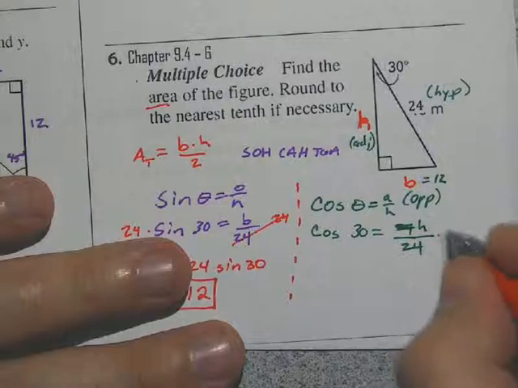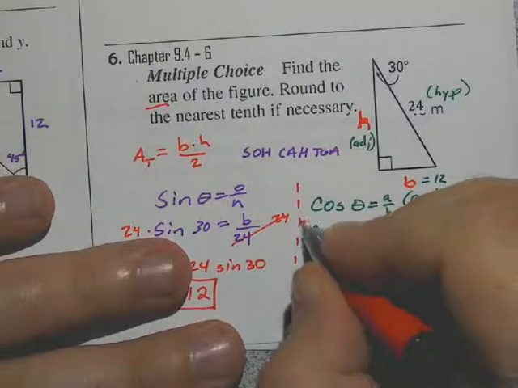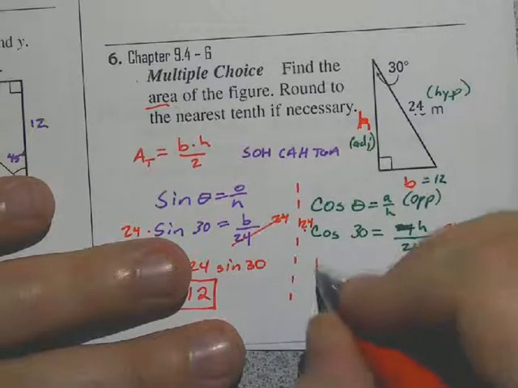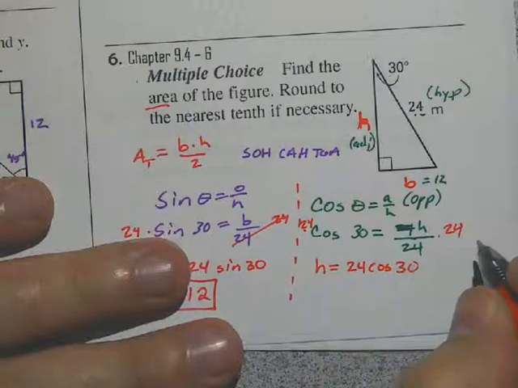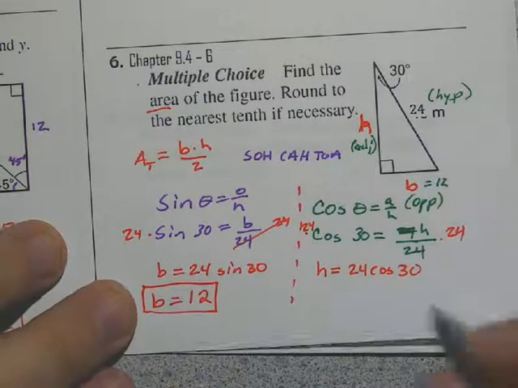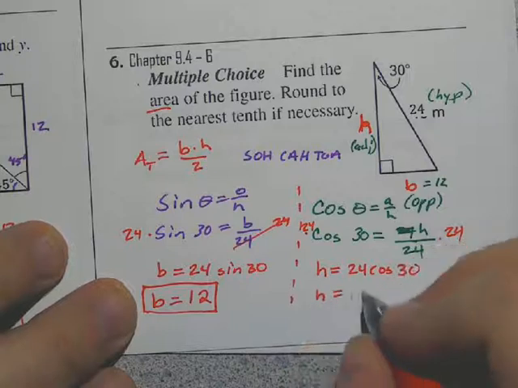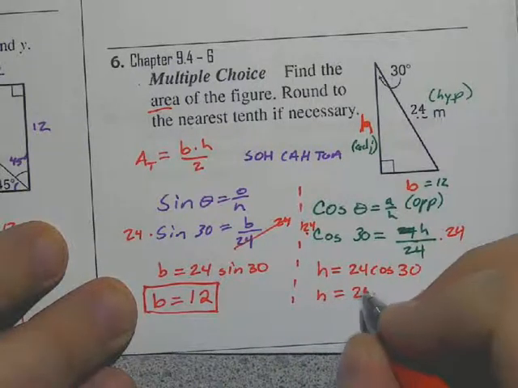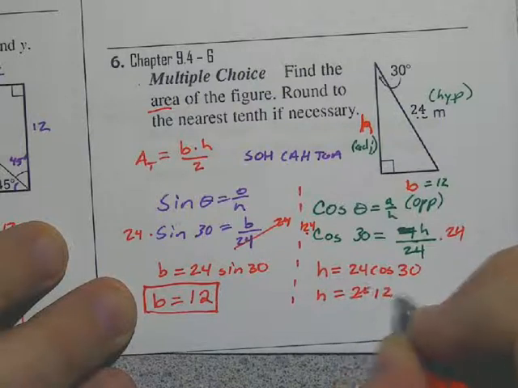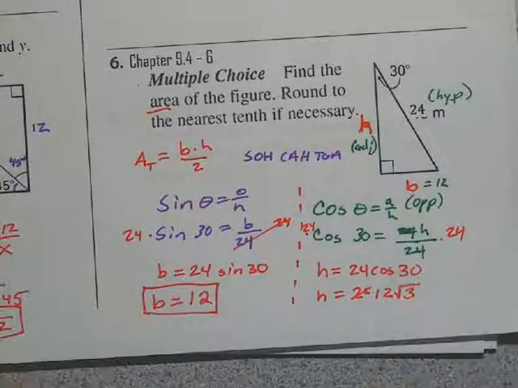Multiply both sides by 24, and I'll have H equals 24 cosine 30. And then, no, sorry, cosine 30 is square root of 3 over 2, so this is actually going to be 12 square roots of 3. 12 square roots of 3 when you're done.